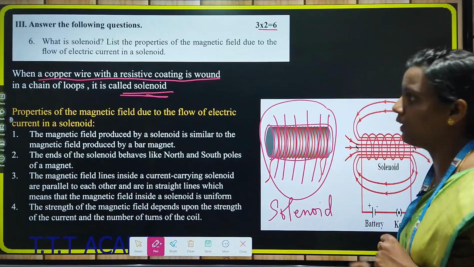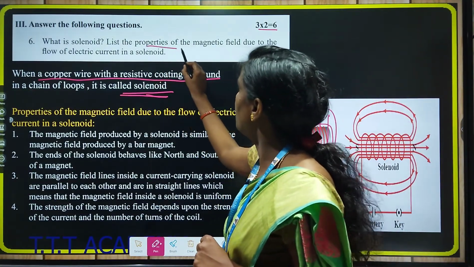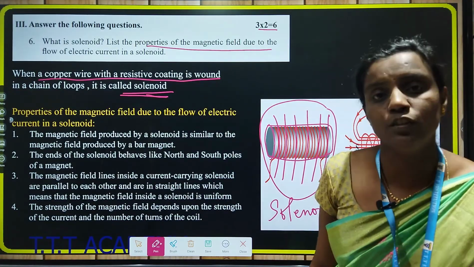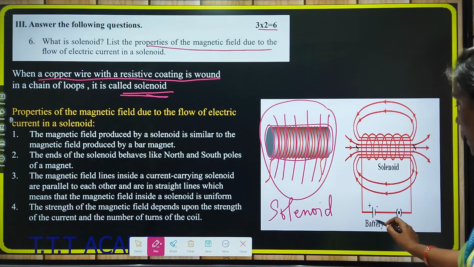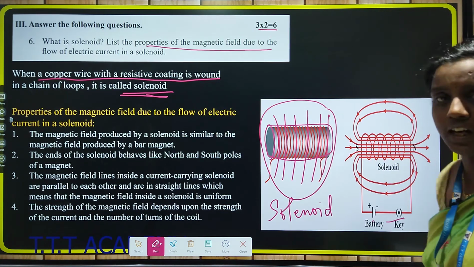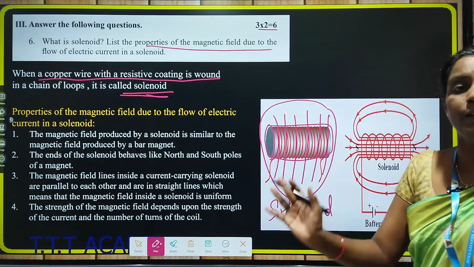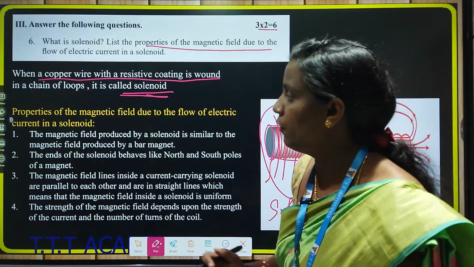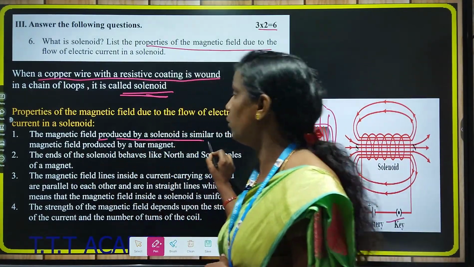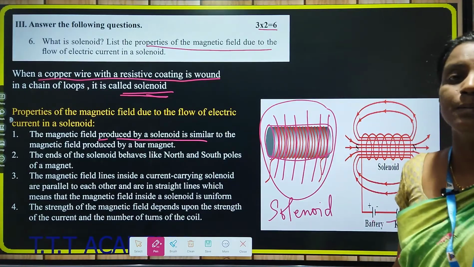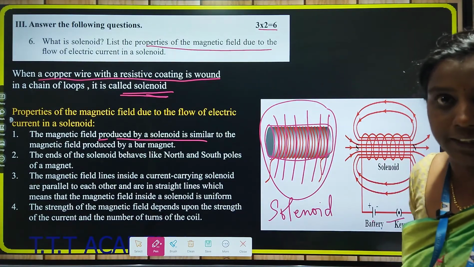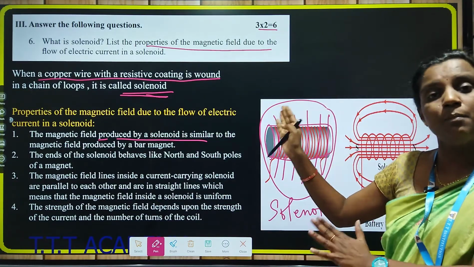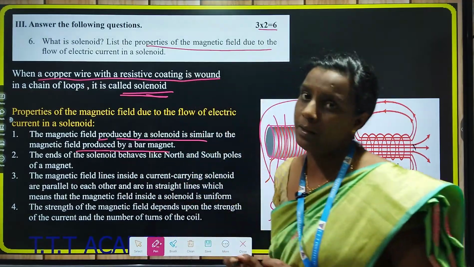Okay. Then coming to the next one, they have asked: list the properties of the magnetic field due to the flow of electric current in a solenoid. So, when the solenoid is connected to the battery and you switch on, electric current starts to move, no? So, what properties are observed in the solenoid, they are asking. The first property is the magnetic field produced by a solenoid is similar to that of a bar magnet. Okay.